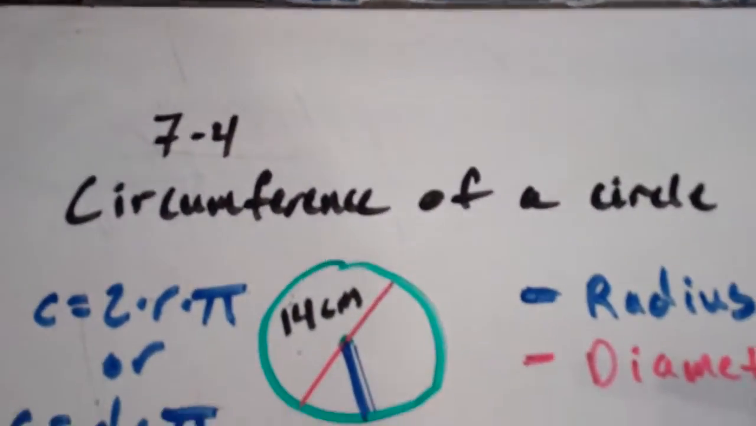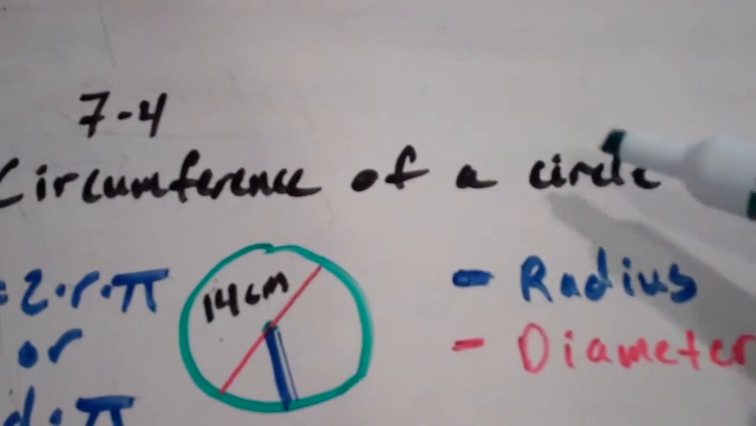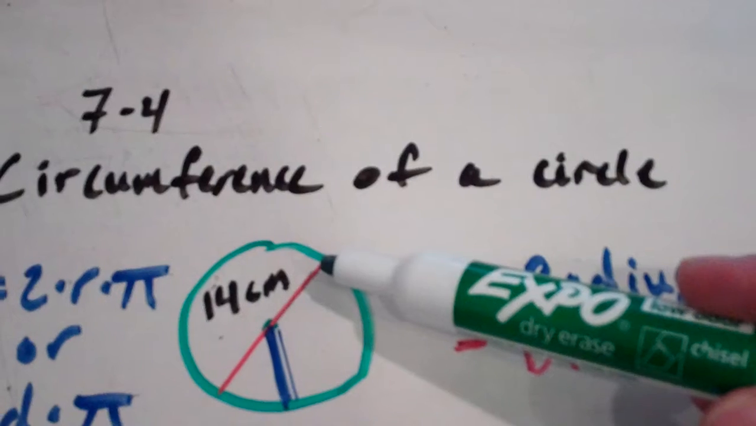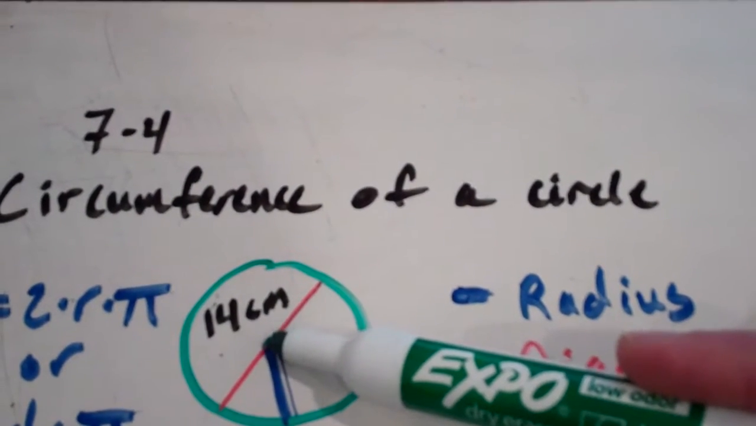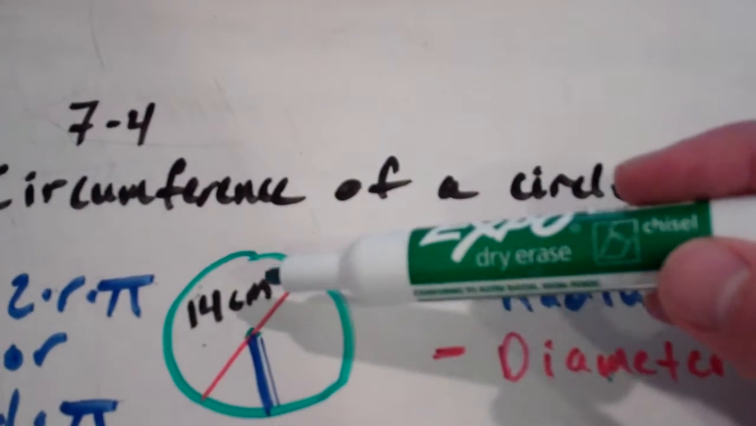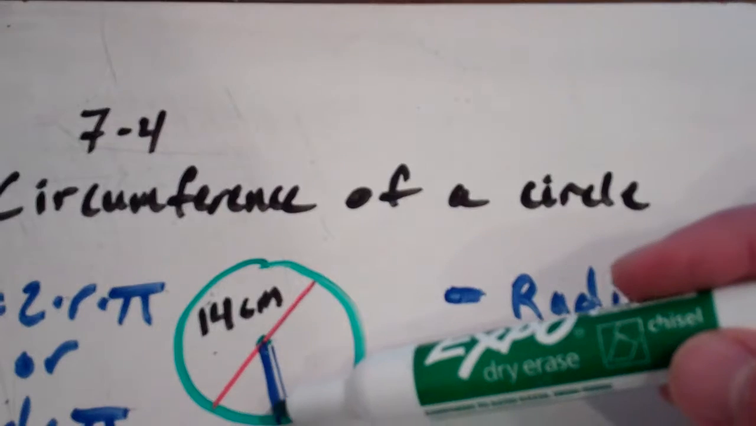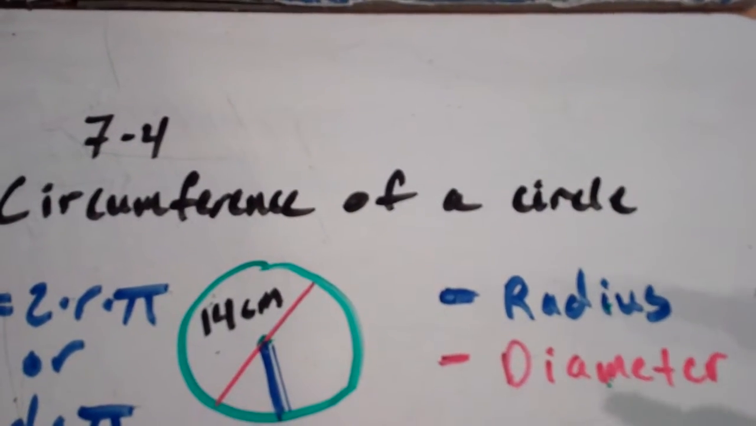Now, a circle has a lot of information and a lot of language that we need to be familiar with. One is that the distance from one side to the other when we go through the center of the circle is called the diameter. The red line is the diameter. And also, if we go from the center of the circle to the edge, we have the radius. We call that the radius.